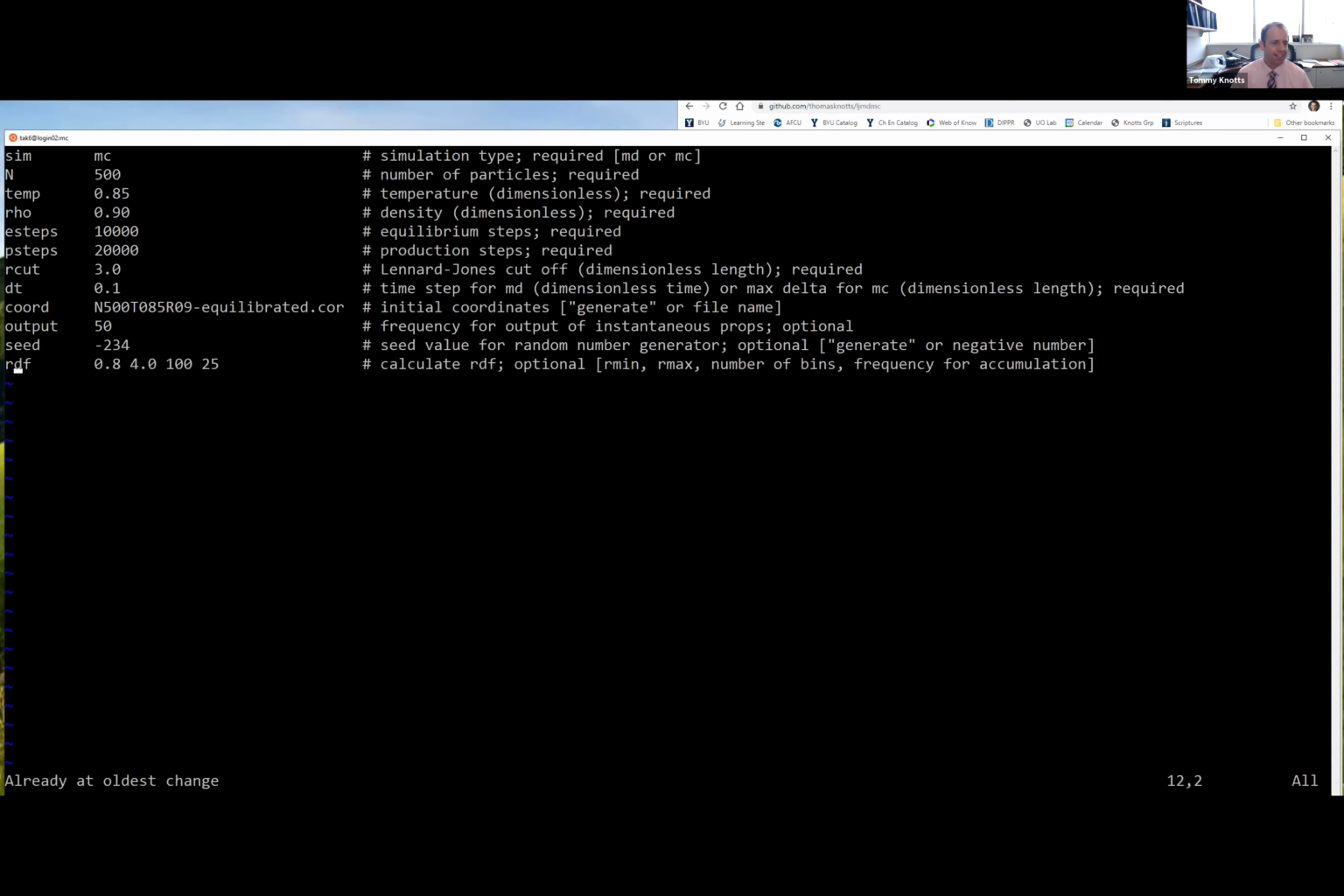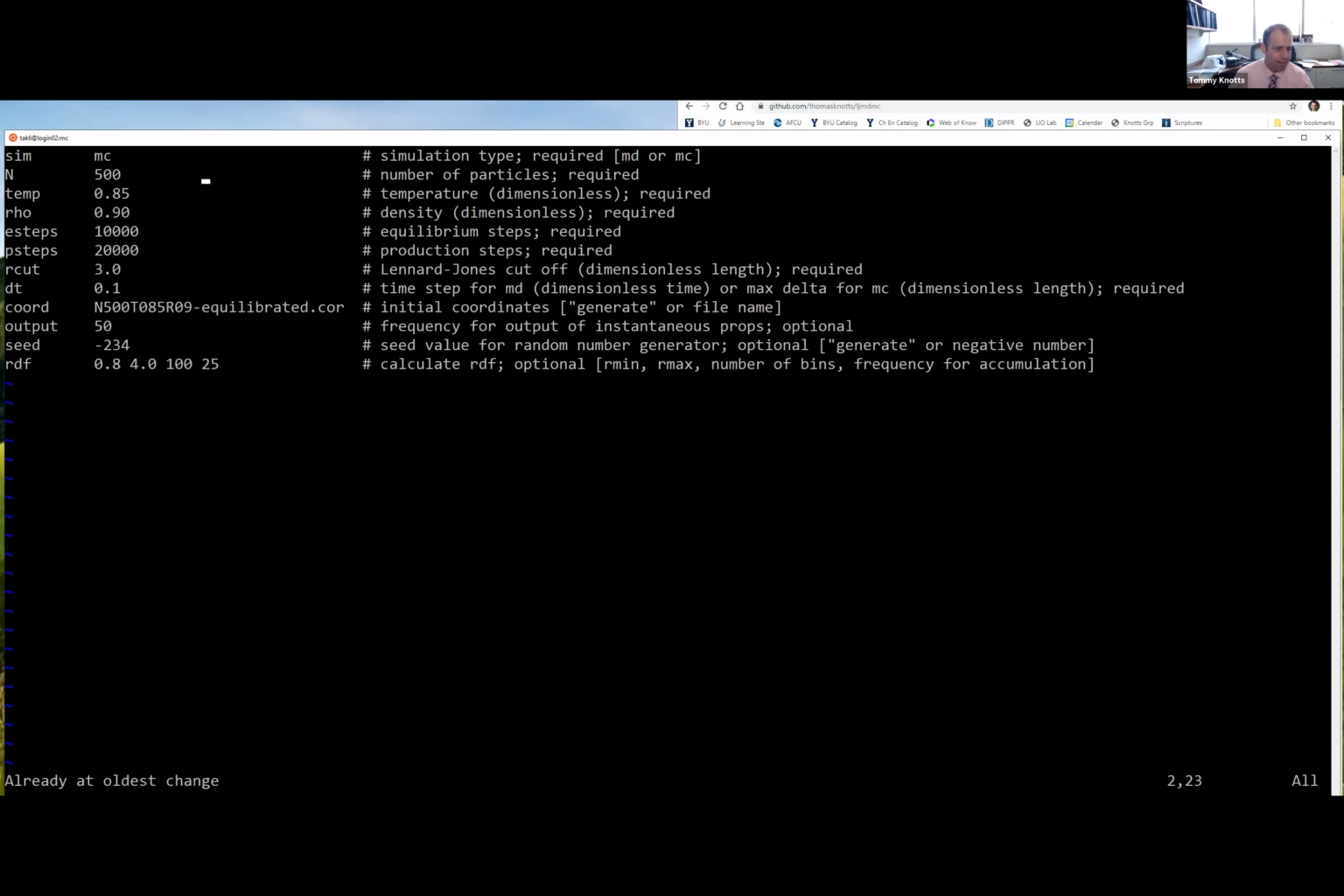And then finally, this is an optional one. If I have radial distribution function in, it'll calculate the radial distribution function and output it at the end of the simulation. You'll notice here I give it the starting value for my bin. I'm going to start at 0.8, go out to 4, and use 100 bins across that. I don't know what that makes my bin width, but you could set that to 100, 120, whatever you want. And I'm only going to calculate it every 25 iterations. You don't want to do this every single iteration or it's taking too much time. 25 is kind of a decent number.